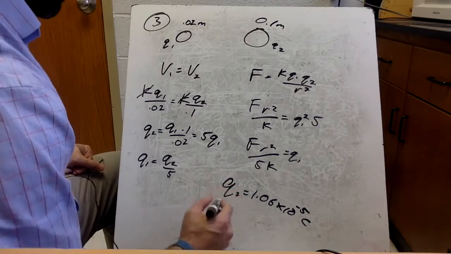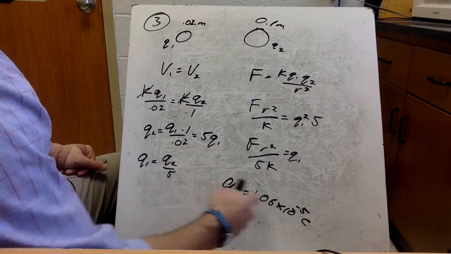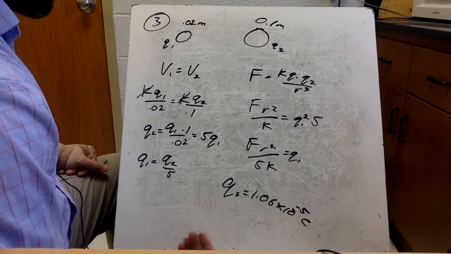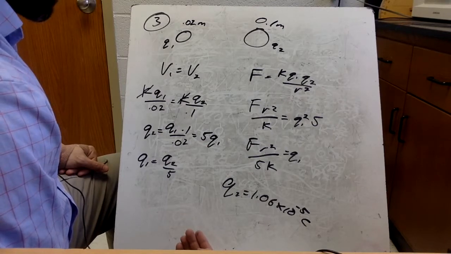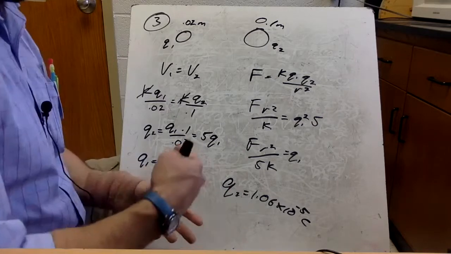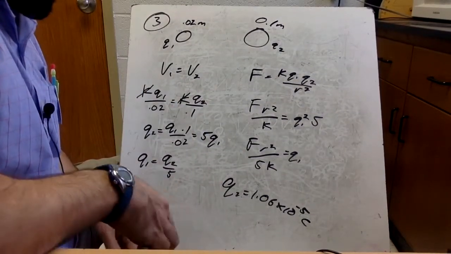And I don't know what Q1 is, so I guess Q1 would just be this divided by 5, so something in the realm of 2 times 10 to the negative 6th coulombs. And we know that they're both the same sign. They can both be positive or both negative. We know there's a repulsive force, but we don't know if they're positive or negative.